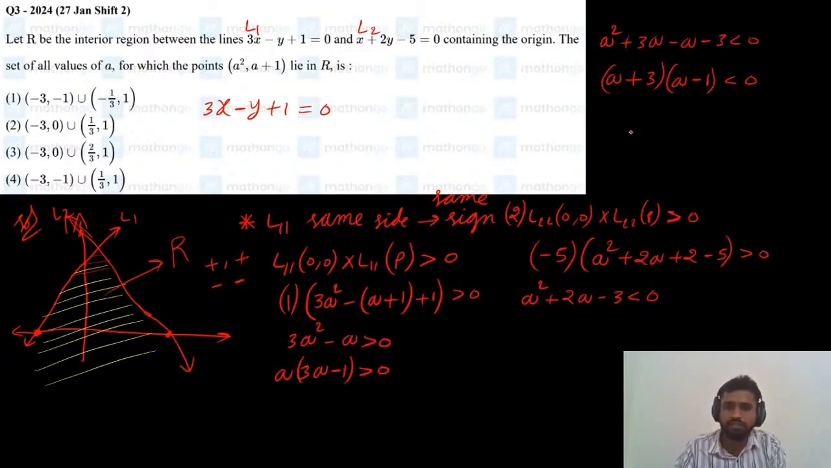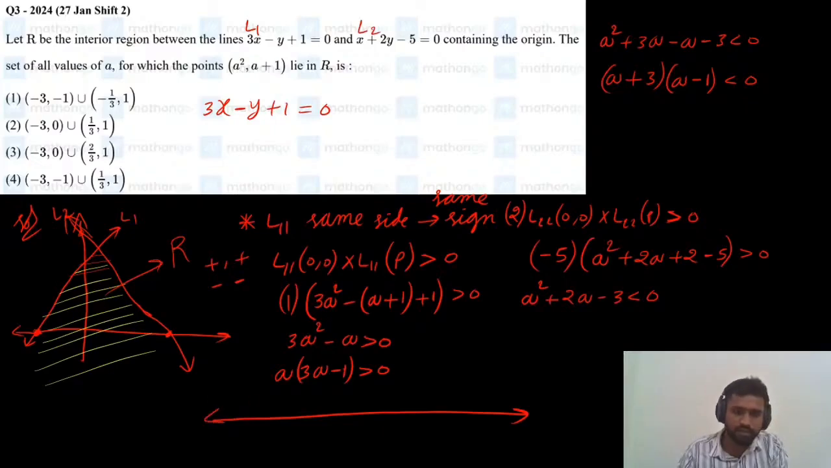Now plot these two conditions on number line. I am plotting here. So critical points for this are 0 and 1 by 3, right? So critical points are 0 and 1 by 3. Here critical points are minus 3 and 1.